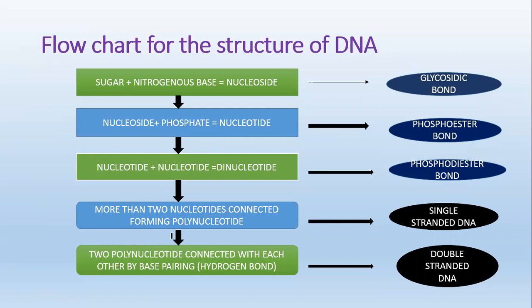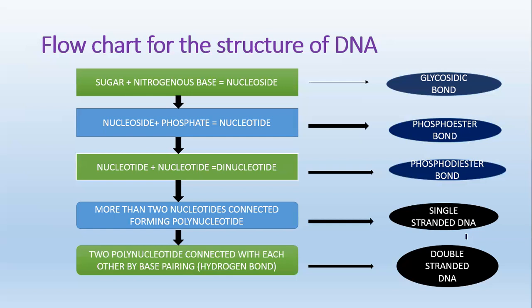Okay, when one nucleotide is connected to another nucleotide, it is called dinucleotide. When more than two nucleotides are connected to each other, then it is called what? The whole structure is called polynucleotide. And this polynucleotide is what? It is a single-stranded DNA. DNA can exist in two forms. It can exist in the form of single-stranded, means there is only one strand, and it can also exist in the form of double-stranded, means there are two strands.